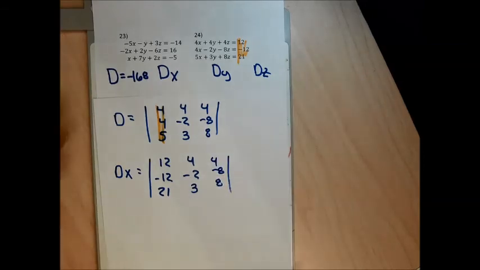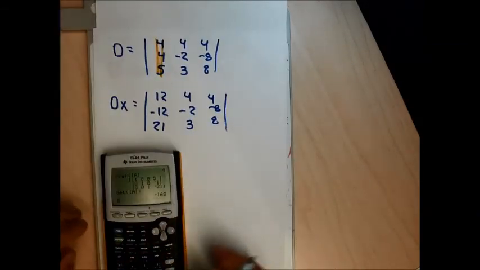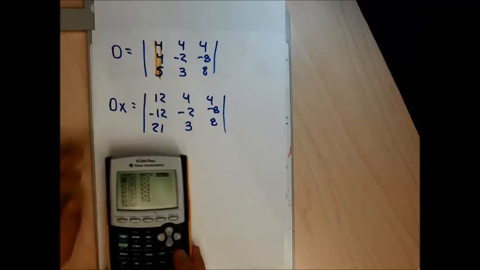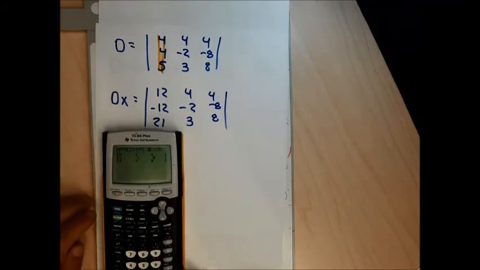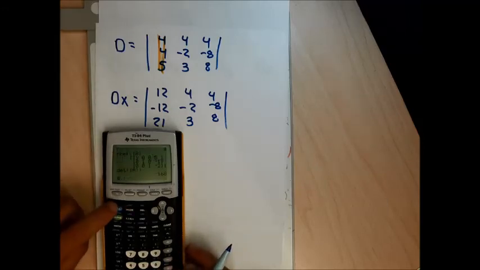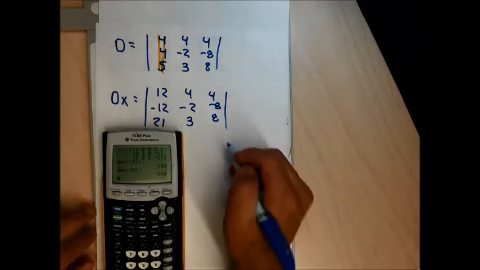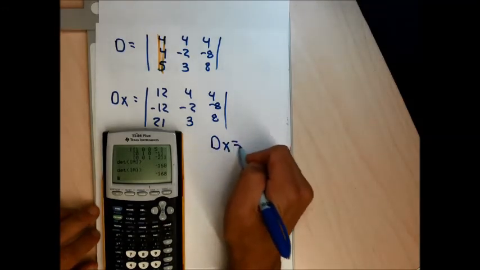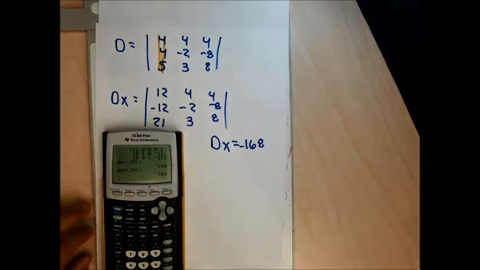Now I'm going to find D sub x. Enter this on my calculator. So hopefully by now you're really comfortable doing these enterings on your calculator. Double check it. 12, 4, 4, negative 12, negative 2, 8, 21, 3, and 8. Good enough. Second quit. Wow. So I get D sub x is also negative 168. That's good. That means x is going to be 1.